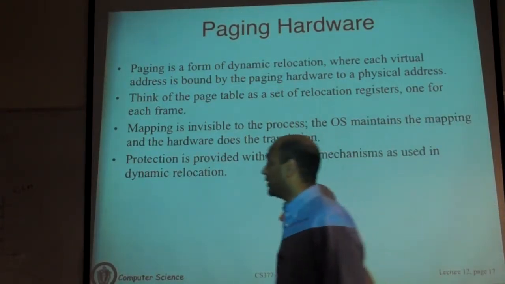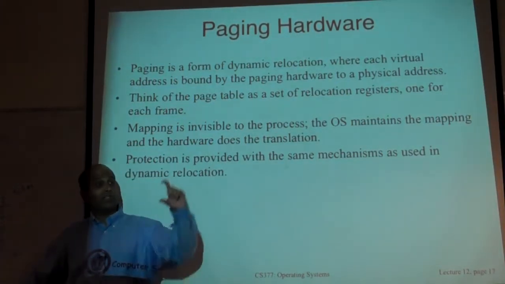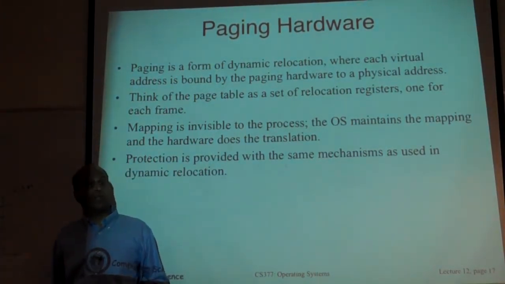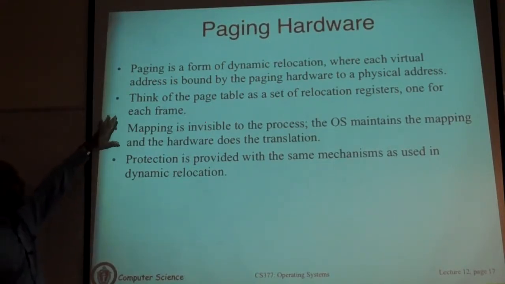This is basically the same scheme, in the limit where each chunk is now of a certain size. So you need to keep track of where each chunk begins. Think of a page table as simply a collection of these base registers that tell you for each chunk where that chunk begins. So it's a generalization of dynamic relocation. It's like a set of relocation registers, one for each page.